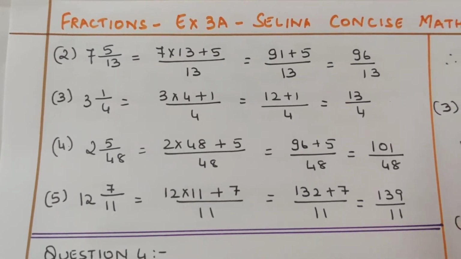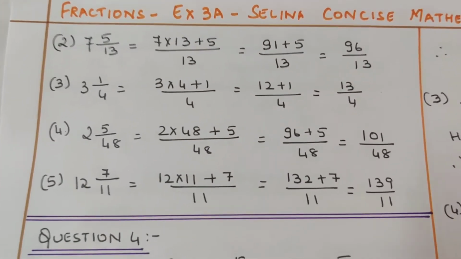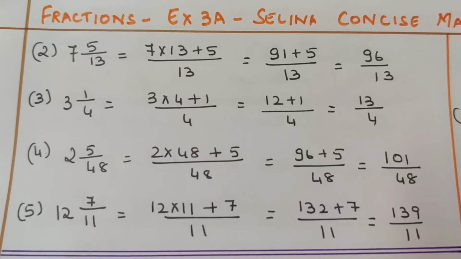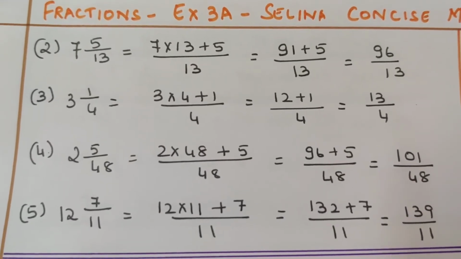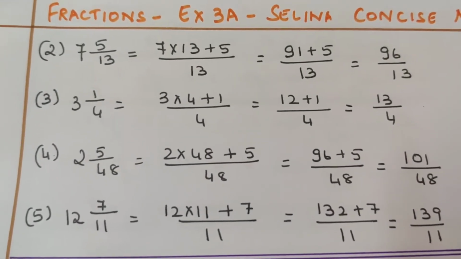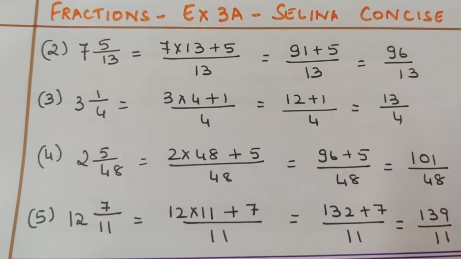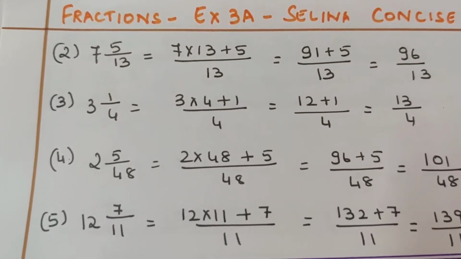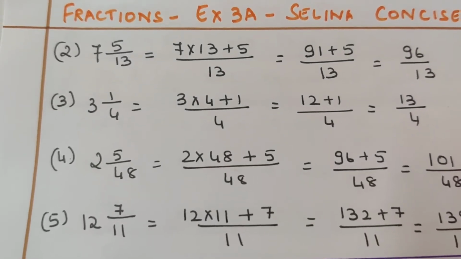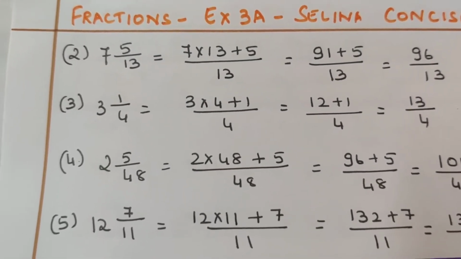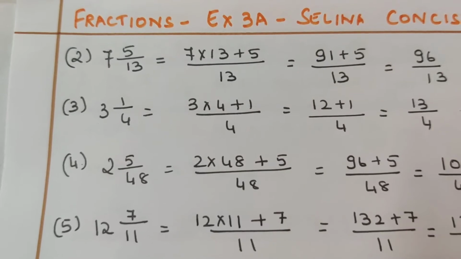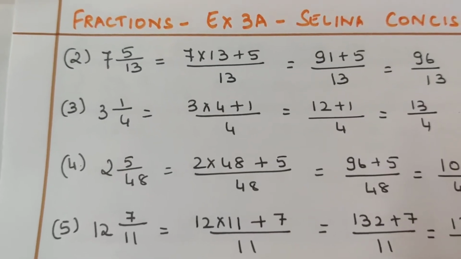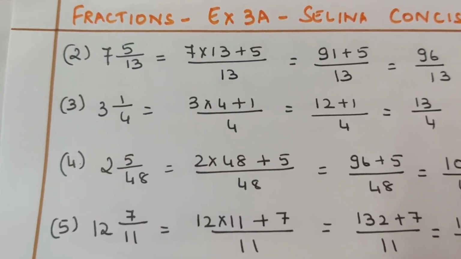7 is the quotient, so we multiply 7 into 13 plus 5 divided by 13, that is equal to 91 plus 5 divided by 13, that is equal to 96 by 13. I repeat, 7 5 by 13 is equal to 7 into 13 plus 5 divided by 13. 7 into 13 is 91 plus 5 by 13, that is equal to 96 by 13.